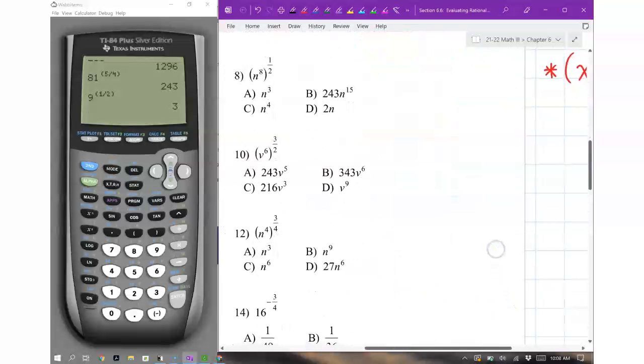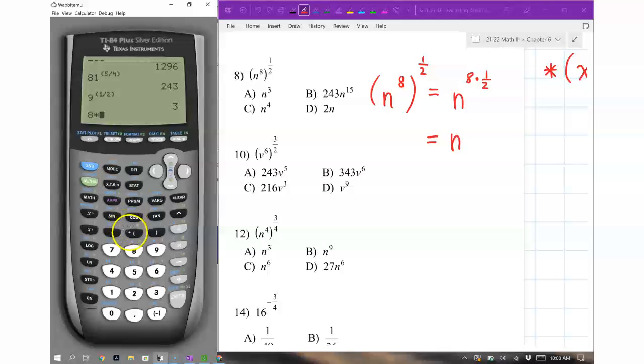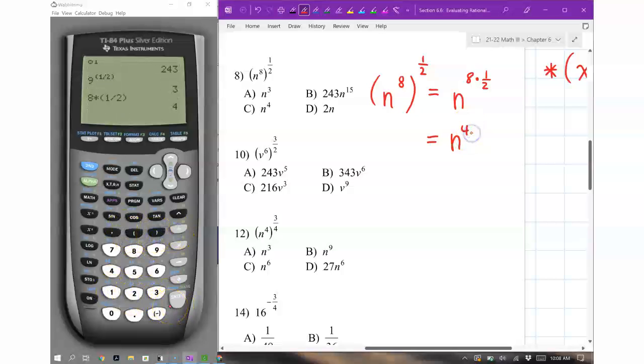Okay? So, number 8. n to the 8th to the half is the same as n to the 8 times half. What's 8 times half? If you have to, put it on your calculator, right? 8 times half, I think I heard one of you guys say it, 4. But there you go, I type it in, I get 4. And there's my answer: n to the 4th.